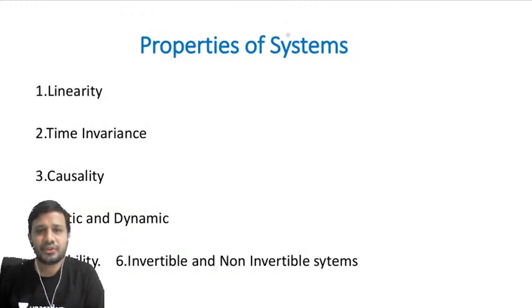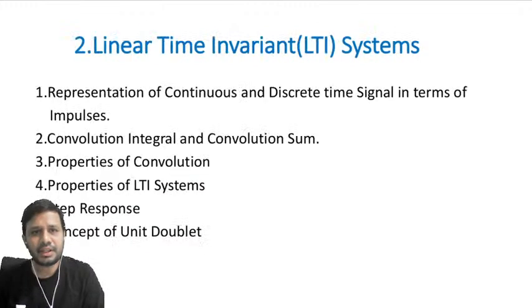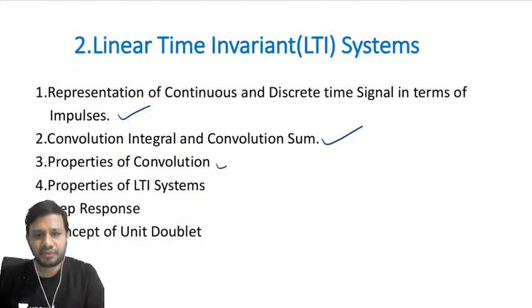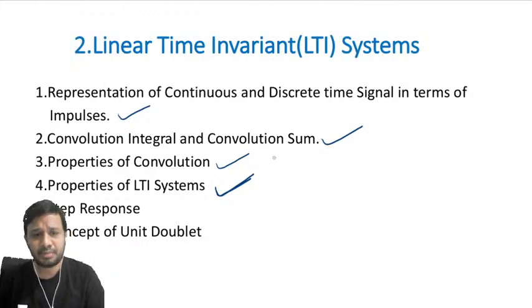So the next one is the systems. I'll introduce the concept of systems, and we'll discuss the properties of linearity, time invariance, causality, static and dynamic properties, stability and invertibility, and invertible and non-invertible systems. After that, I'm going to start linear time invariant systems, in which we'll see how to represent any continuous time or discrete time signal in terms of impulses, convolution sum and convolution integral. Many problems on convolution sum and convolution integral we are going to do. Properties of convolution, like commutative property, associative property, distributive property, area property, we are going to discuss. After that, we are going to discuss the properties of LTI systems, right? Like causality, stability, how to judge or classify any system as causal or stable based on the impulse response concepts. And what is step response, and we'll see the concept of unit doublet. This is about the second unit.